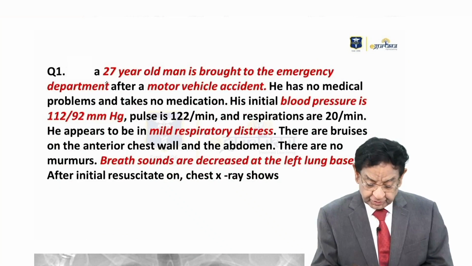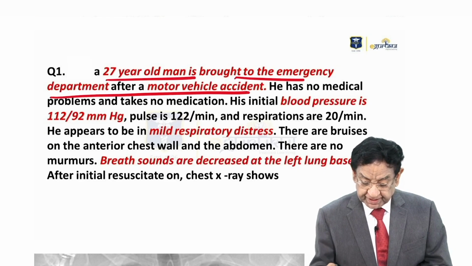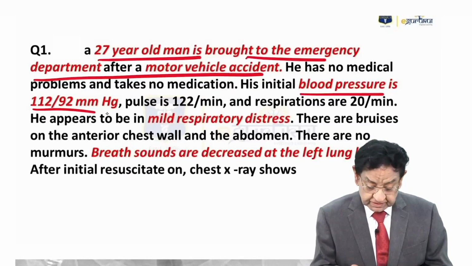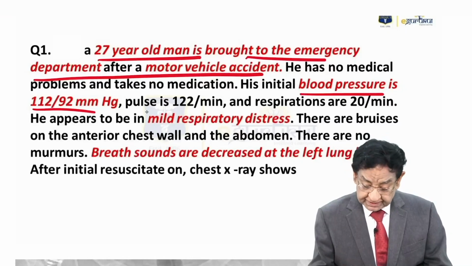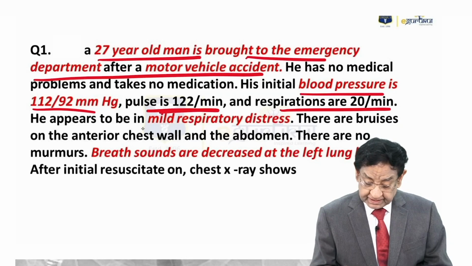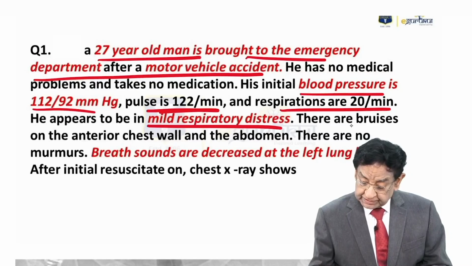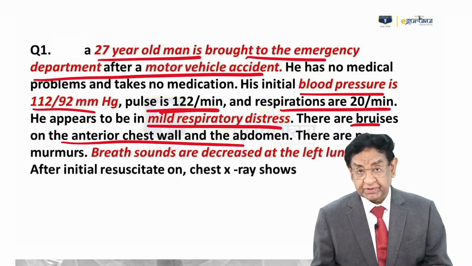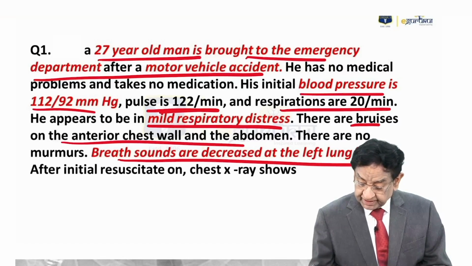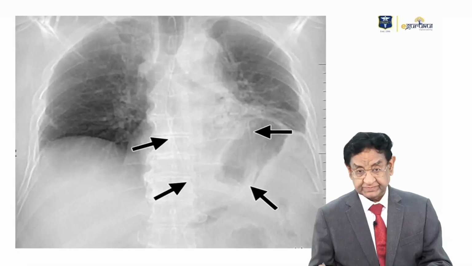So we have a 27-year-old man who was brought to the emergency department after a motor vehicle accident. Well, his BP is normal, tachycardia is there, respiratory rate is high, he has mild respiratory distress, bruises are there on the chest wall as well because of the accident. Breath sounds are decreased on the left lung base, and the chest x-ray shows like this.